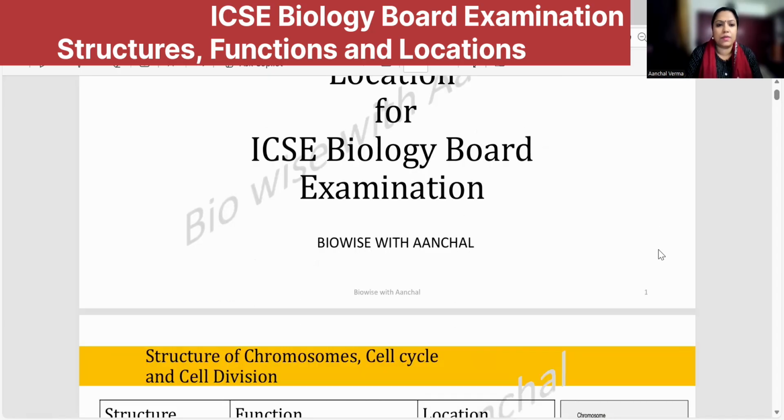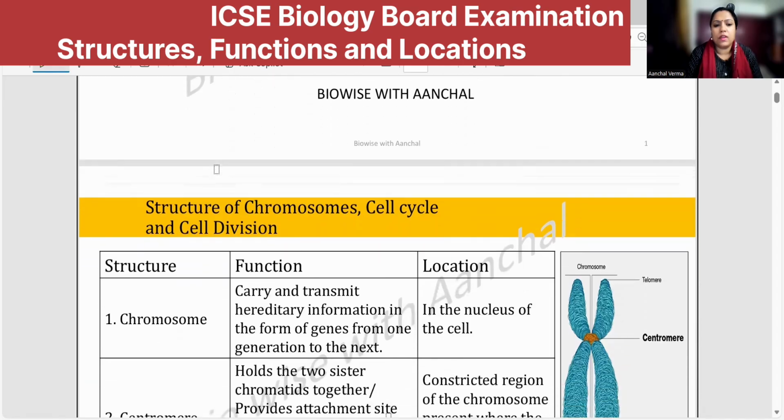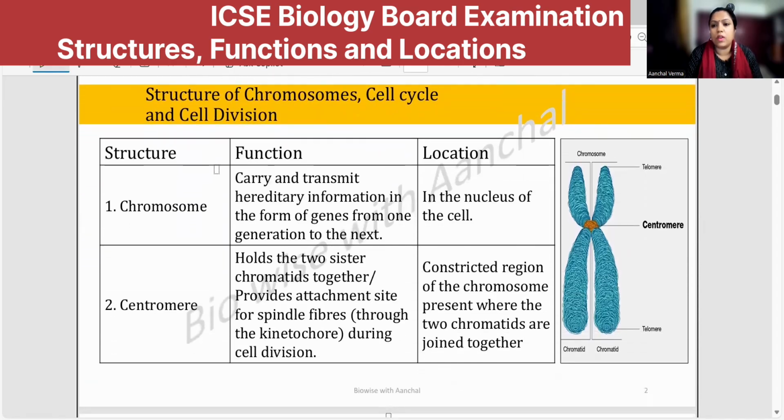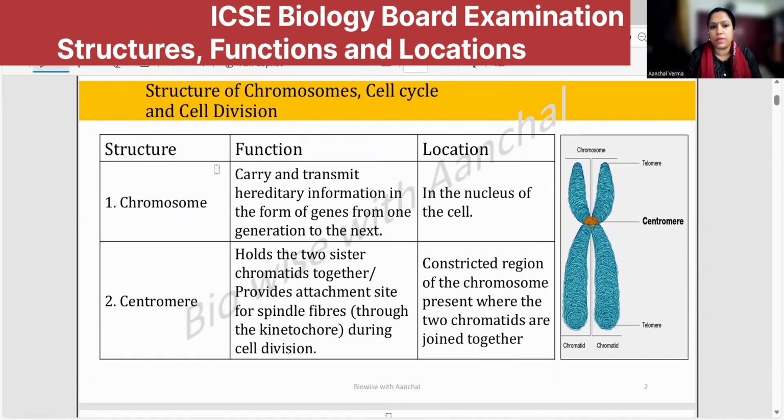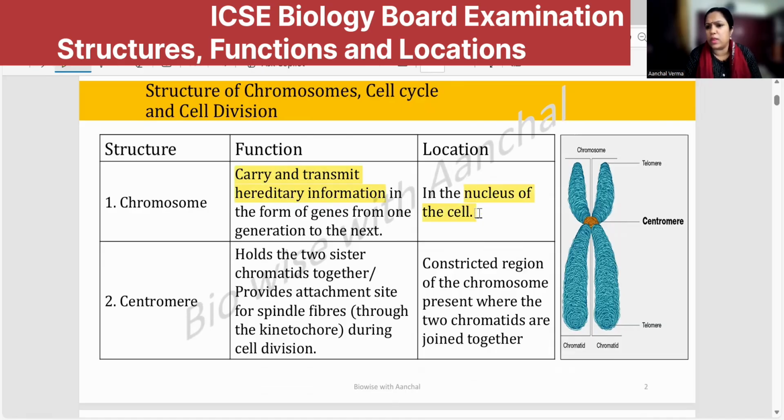Now, first chapter, that is your structure of chromosome, cell cycle, and cell division. In this chapter, we have chromosomes. Now, what is a chromosome? You all know definitions we have already done. Function is to carry or transmit the hereditary information, and it is located in the nucleus of the cell. Now, it is present in both animal and plant cells, so you can write this.